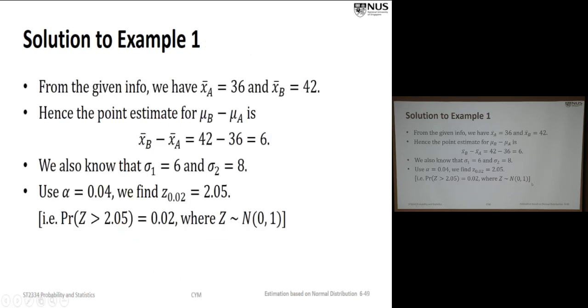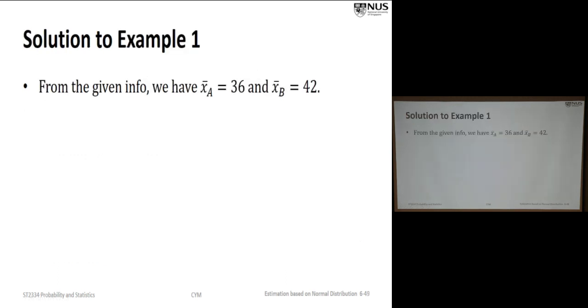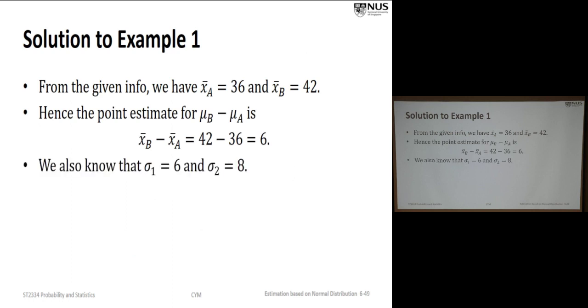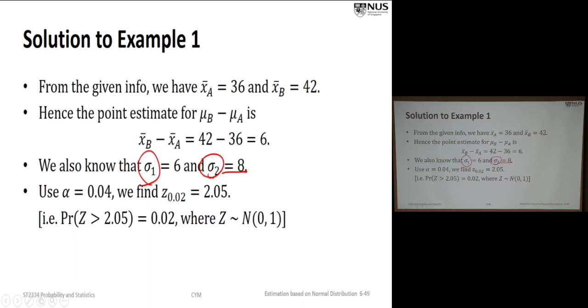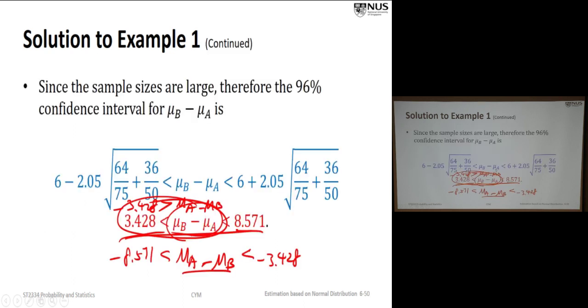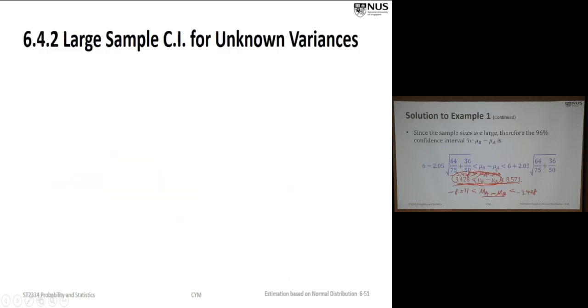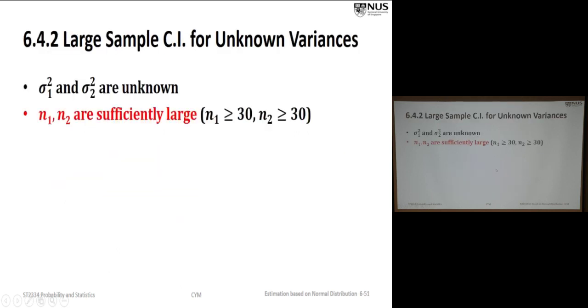All right, so how to get this answer? So we just apply the formula. You have to identify what is XA bar, what is XB bar. And in this example, we know sigma 1, sigma 2. Pay attention to what is given to you. Here, it's not sigma 1 square, it's sigma 1. Sigma 2 equal to 8, sigma 1 equal to 6. All right? And we want 96% confidence. So each side is 2%. So this is the number.